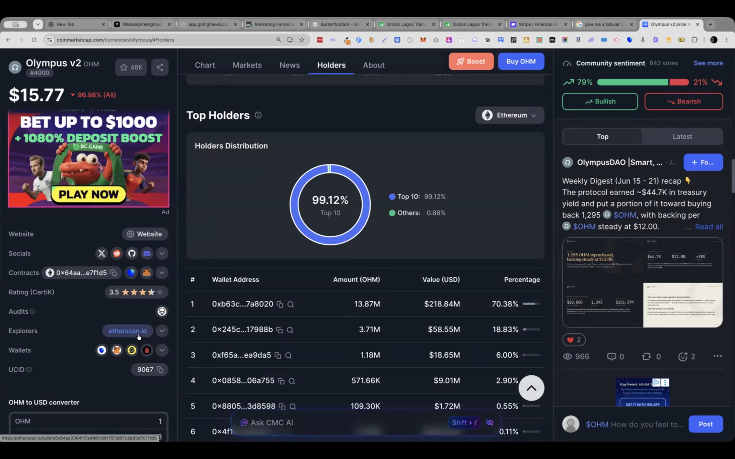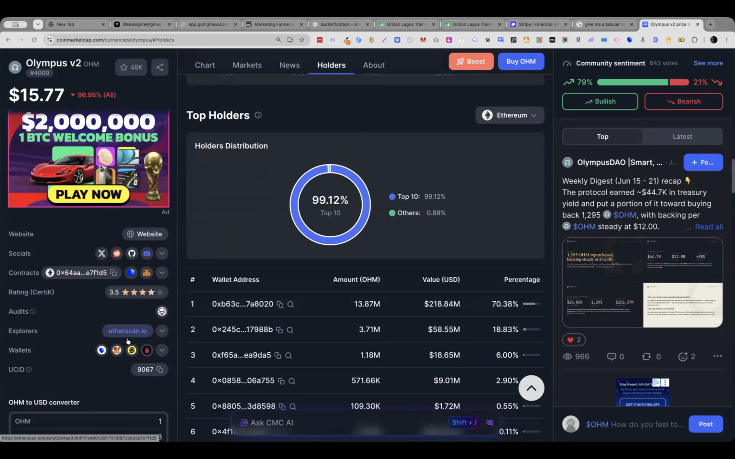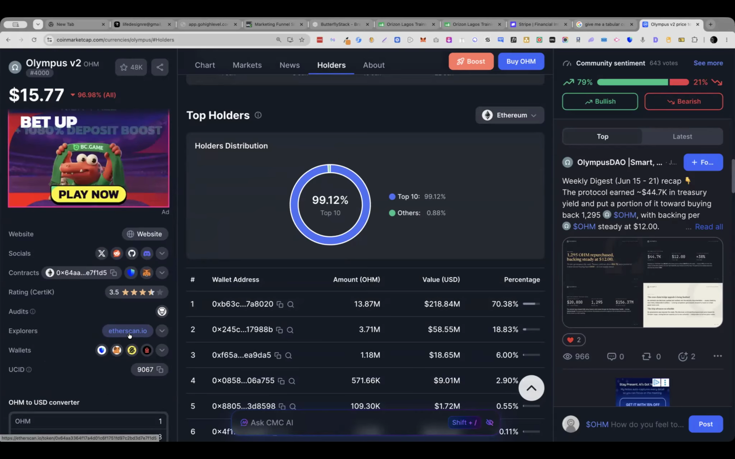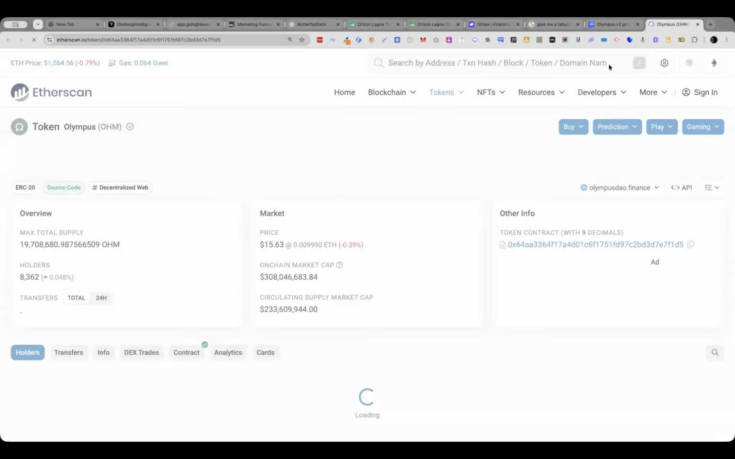This project, Olympus DAO, was done on Ethereum. So the scan is Etherscan. You click on that Etherscan here, it will take you to that project on the blockchain. Down here, you'll be able to see the first way you can identify a protocol owned liquidity project.